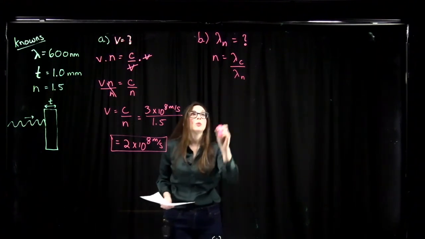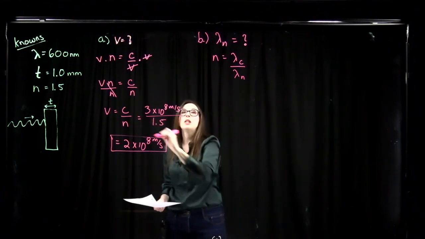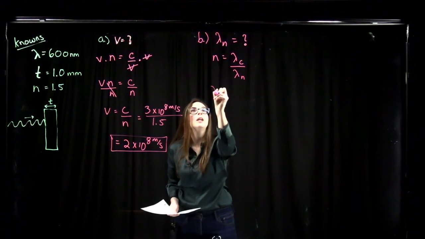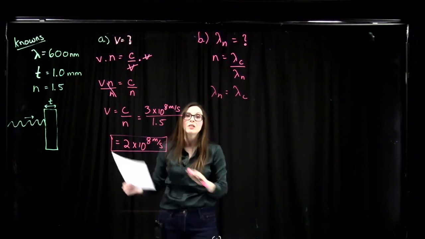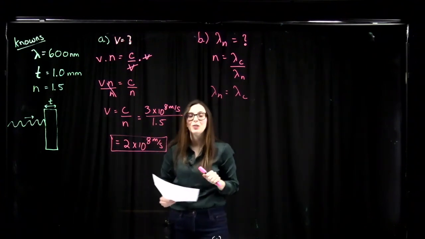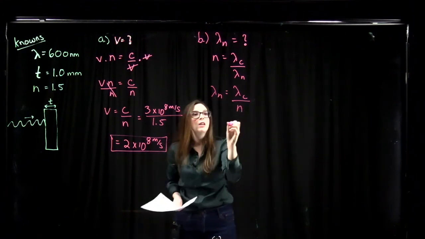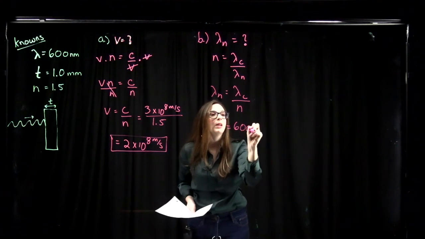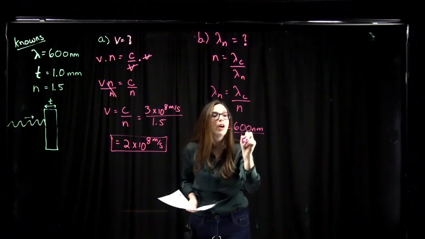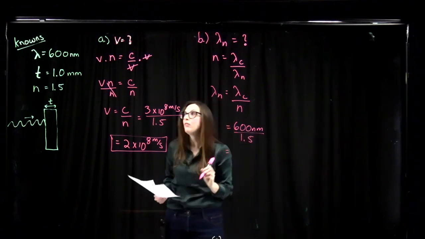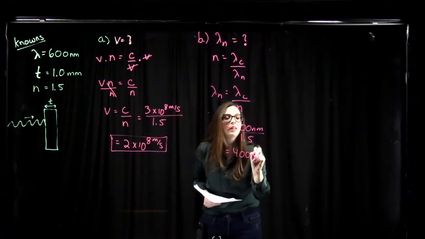divided by the wavelength of light inside the material, which I'll represent with the sub n. So we solve this equation for lambda sub n, just like we did over here in a similar way. So lambda sub n is equal to the wavelength of light in the vacuum before it enters the material divided by the index of refraction. Okay, and so that's going to equal 600 nanometers, the wavelength of our incident light, divided by our index of refraction, 1.5. So that tells us that the wavelength of light inside the glass is 400 nanometers.